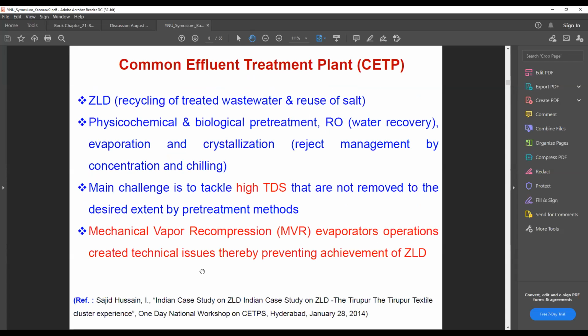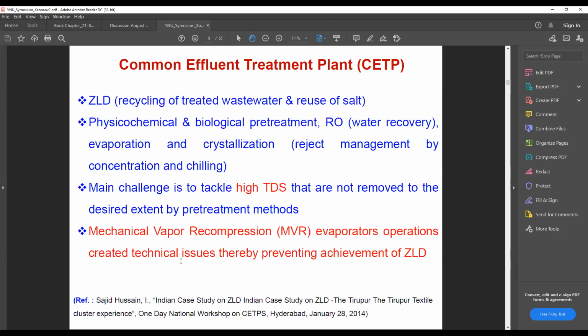So the main problem here was that the conventional treatments were not effective in producing water of the required quality. And the main challenge was the high TDS which was present, and the pre-treatment methods were not able to reduce it significantly. So the main idea was to tackle the high TDS problem.